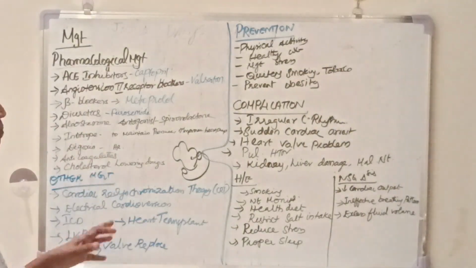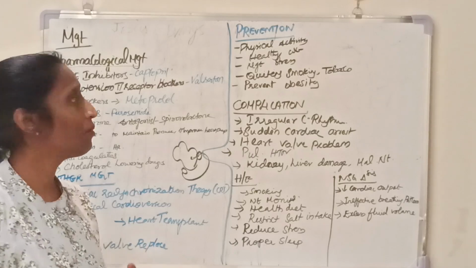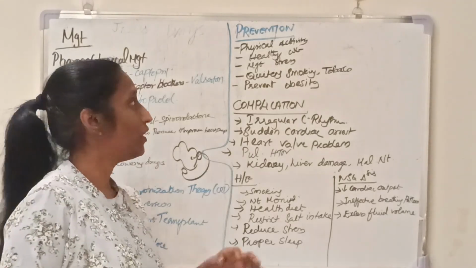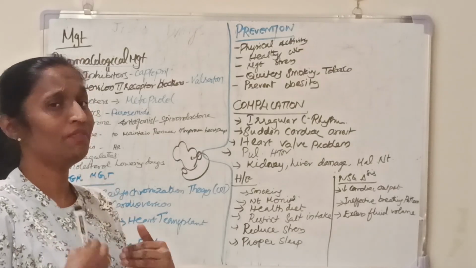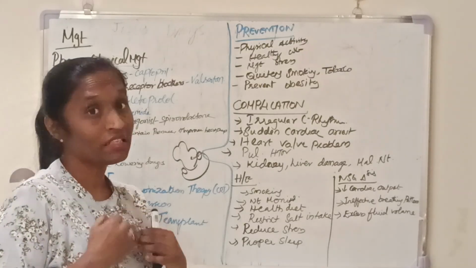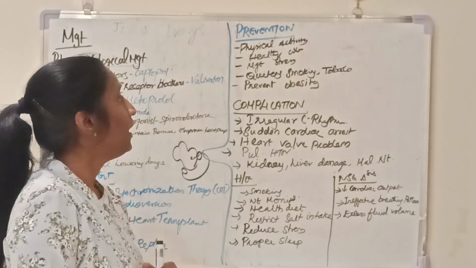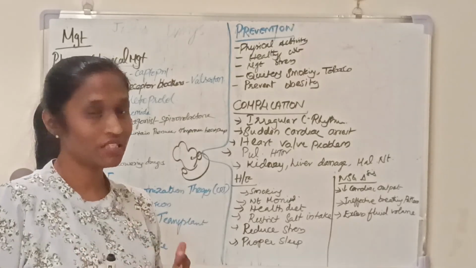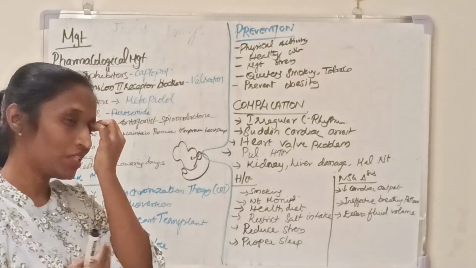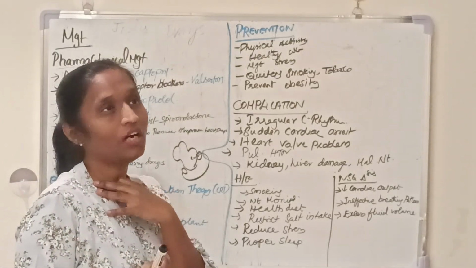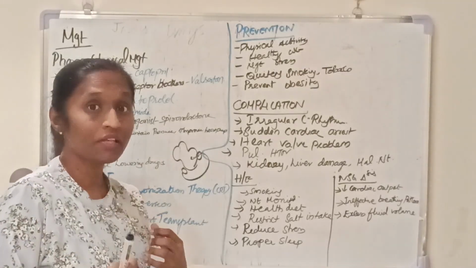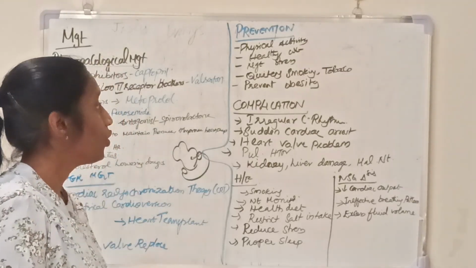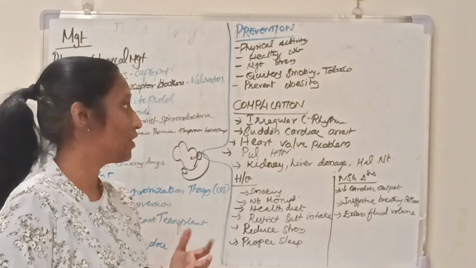Okay. The next is prevention. In which ways can we prevent congestive heart failure? We have to educate the person to do normal physical activity, maintain a healthy weight, and manage stress. We have to ask the person to do techniques which help to relieve stress, quit smoking and tobacco use, and prevent obesity.